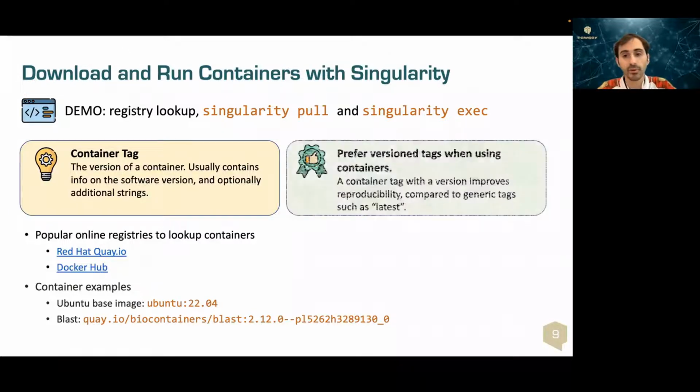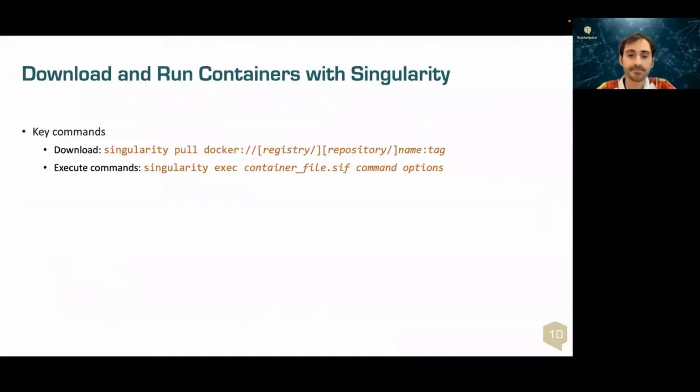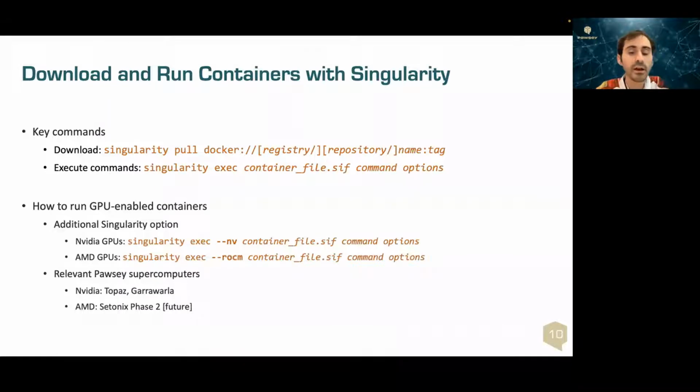Just as another example. As a best practice, some of the containers on these registries come with a generic latest version tag. We recommend to prefer the version tags, such as the Ubuntu 22.04 that I used, and not Ubuntu latest. That's better for reproducibility, because when you provide a version, at least you know better what you're running. So this is just what I showed you.